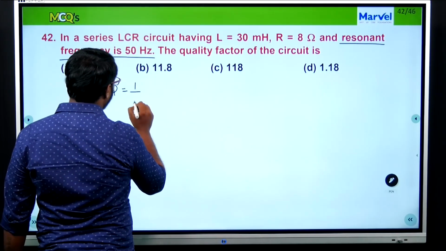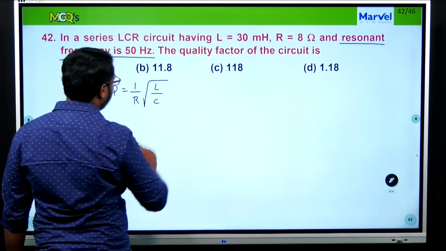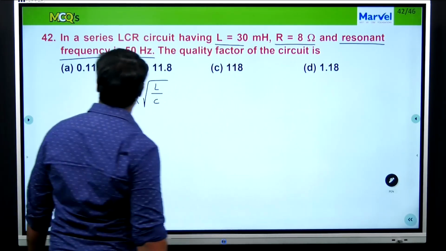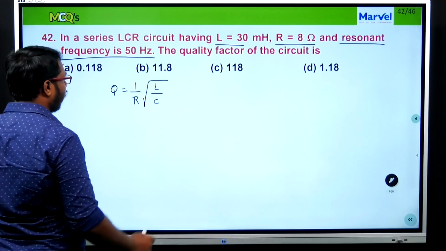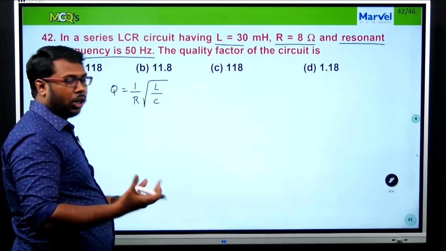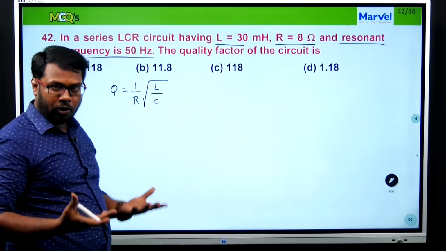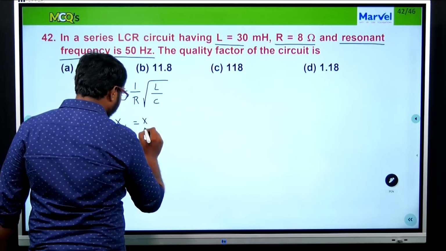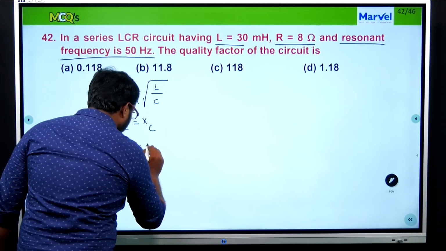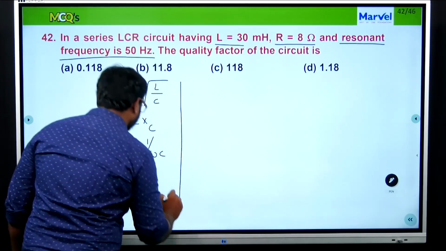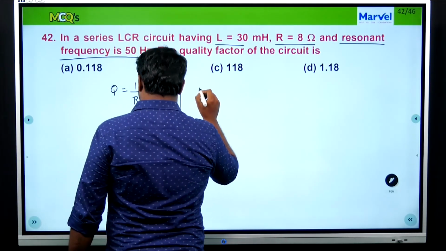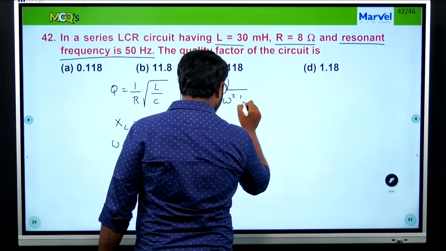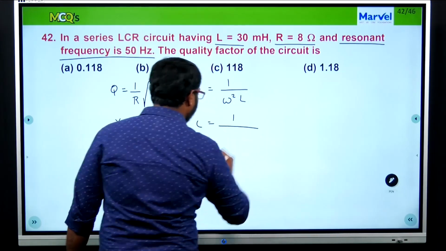Q is equal to 1 by R into root of L by C, right? So unfortunately we only know L and R. C is not given to us. So what I will do is, if your circuit is at the resonating frequency, then we already saw that XL equals XC, where omega L is equal to 1 by omega C, so that C is equal to 1 by omega square L.